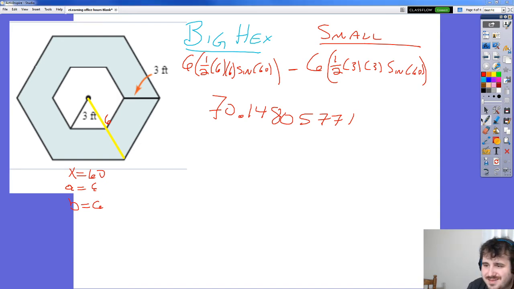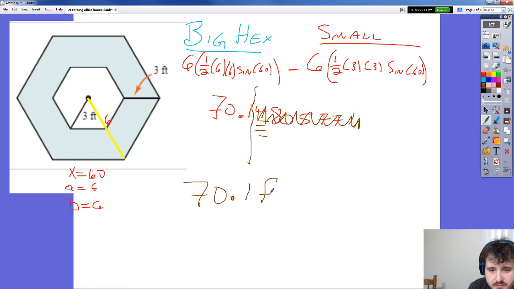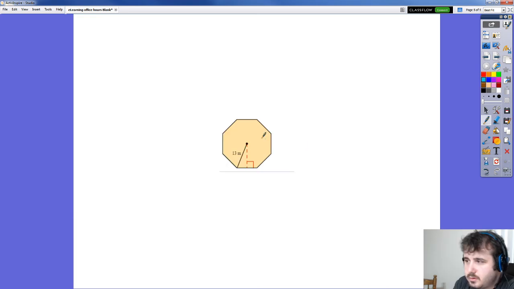It says round to the nearest tenth, so I'm going to look at the tenths place. I'm going to look at that first decimal place, the tenths place, and then I need to look at the one after that to see whether or not I'm going to round up or stay the same, right? So I do that. That's a 4. That's not big enough to round up, so that all goes away. And I'm left with 70.1 feet squared as my final answer.